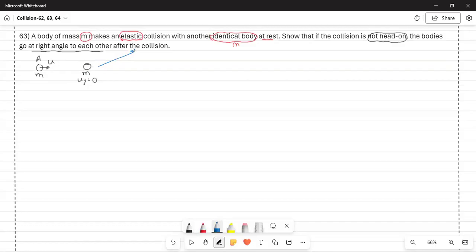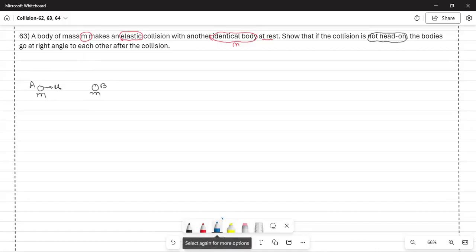Let me draw the diagram once again. I need a little bit more space. Let's say this is body A, mass m. Another body B is at rest and mass m. And the collision is not head-on, so that they do not travel in the same straight line, but they travel in different directions.